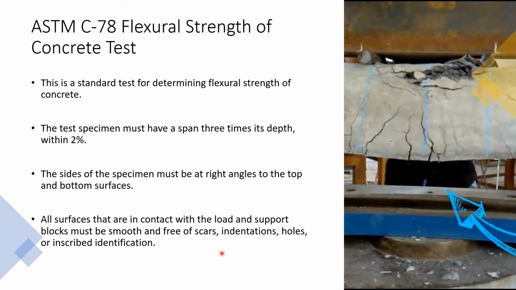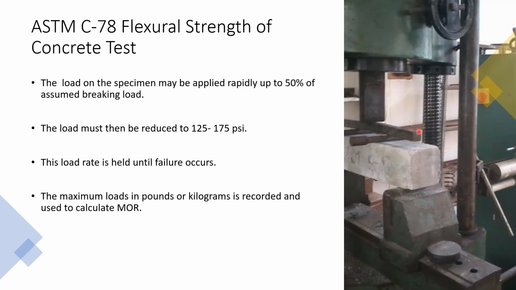So all surfaces that are in contact with the load and support blocks have got to be smooth and free of scars, indentations, holes, or inscribed identifications. So here, that's how we're putting it, okay? So the load on the specimen may be applied rapidly, up to 50% of the assumed breaking load. Breaking load meaning if you put that amount of force, your concrete is going to break. So the load rate must then be reduced to 125 to 175 psi, and this load rate is held until failure happens.